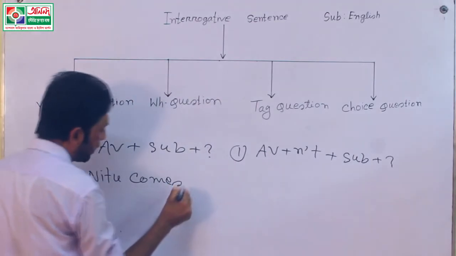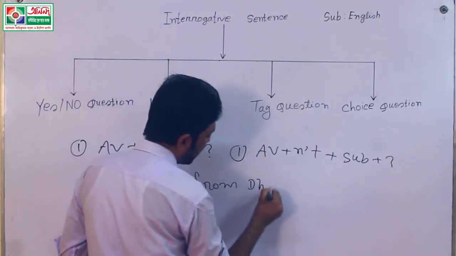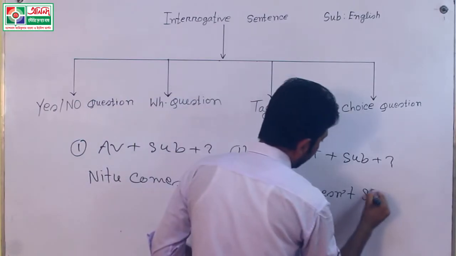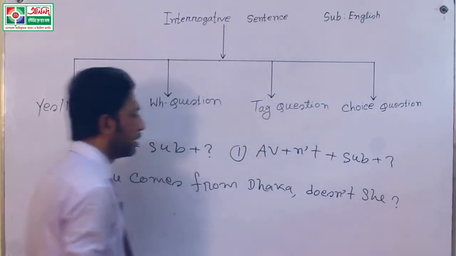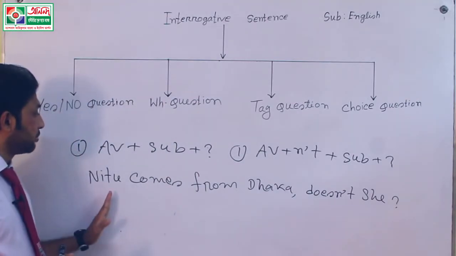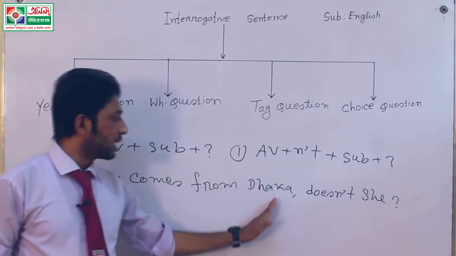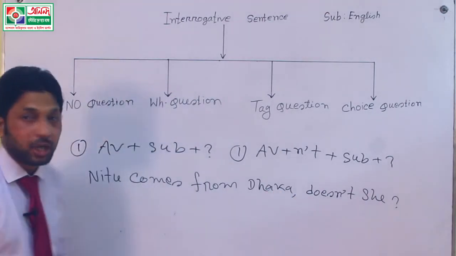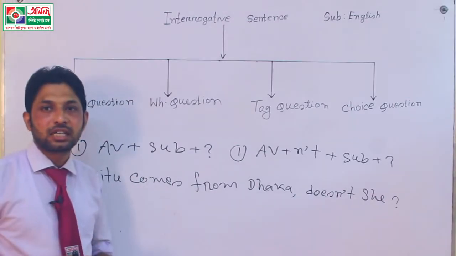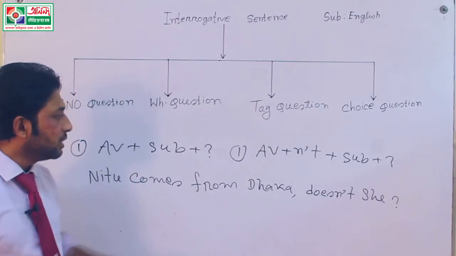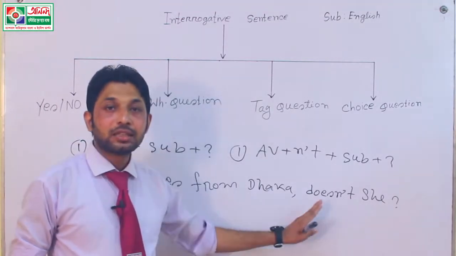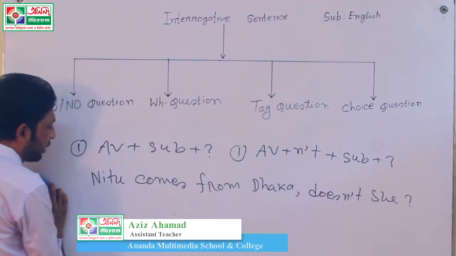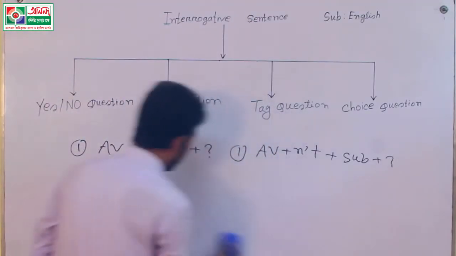Look at the example. Neetu comes from Dhaka. The tag will be doesn't she? Because we know that if the main statement is affirmative, then the tag will be negative. That's why the tag has been negative. Now I am giving you another example.